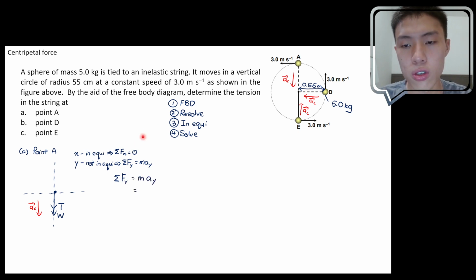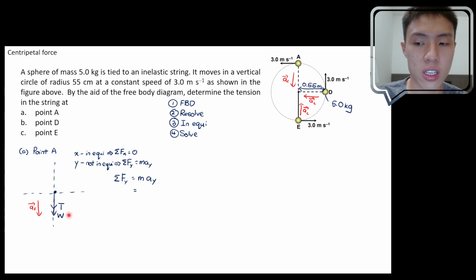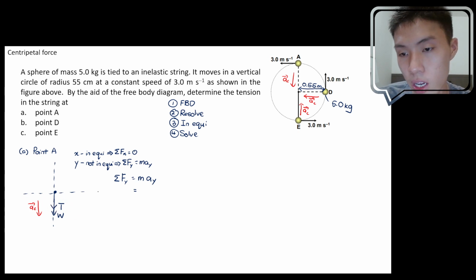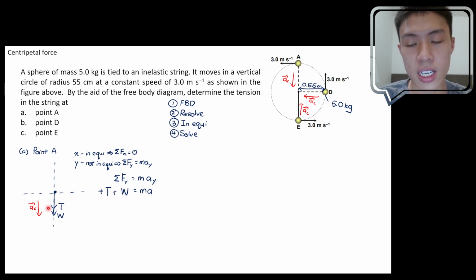To see which force is positive and which is negative: forces that follow the direction of acceleration, we consider as positive. Forces that go in the opposite direction to the acceleration, we consider as negative. In this situation, both the tension and the weight are in the same direction as the centripetal acceleration. Therefore, both are positive. So positive tension plus weight is equals to may. Because the acceleration in the y direction is actually centripetal acceleration, we can change it to centripetal acceleration.